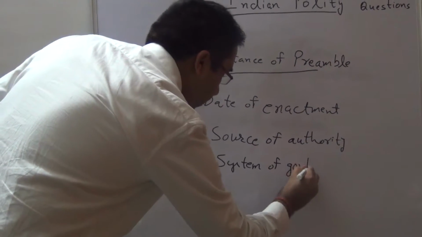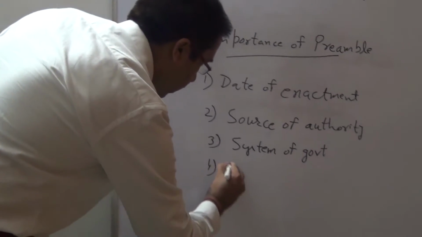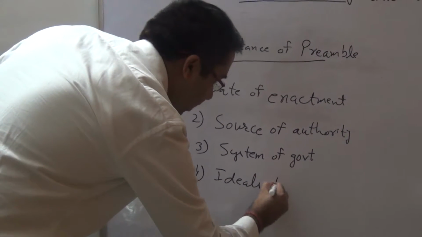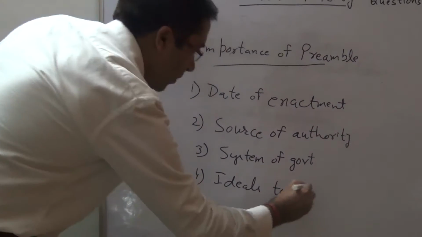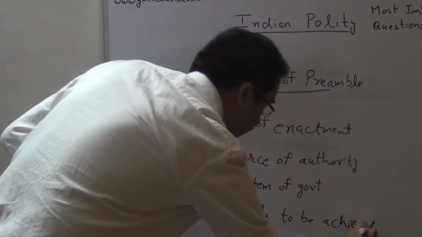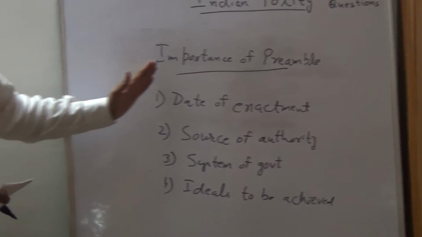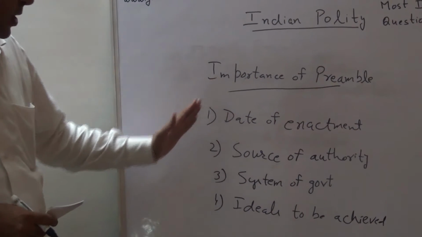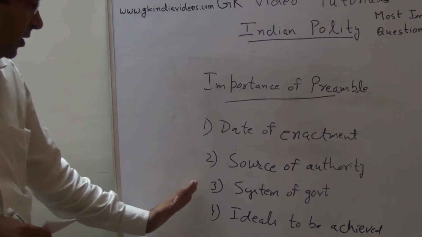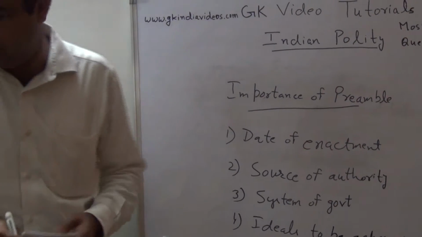Fourth is, the ideals which have to be achieved by the country. So the importance of the preamble is it indicates the date of enactment, it indicates the source of authority, which system of government should be there, and what ideals are to be achieved by the country.